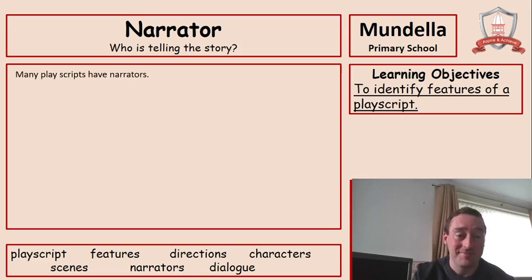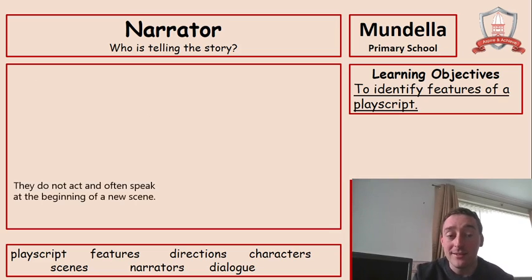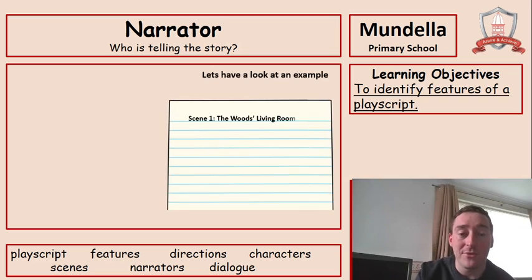Okay, the narrator. Many play scripts have narrators. Now, they tell the story to the audience and tell them what's happening, and they often don't act, and they only really speak at the beginning of a scene, just to set the scene. So when we write our scenes, we'll start off with the narrator telling us exactly where we are and giving a description of the setting and who is there. Let's have a look at an example then.